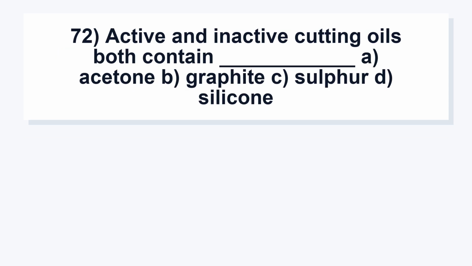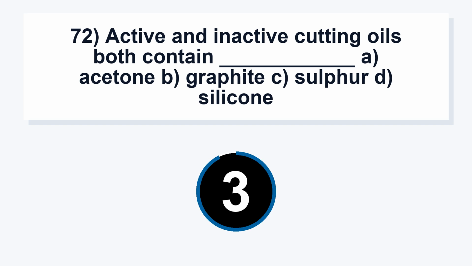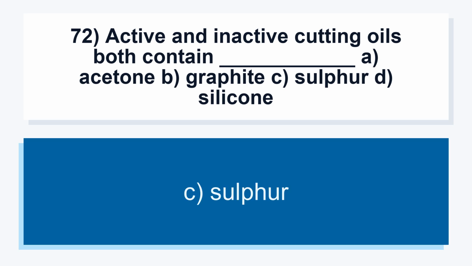72. Active and inactive cutting oils both contain ____. A. Acetone. B. Graphite. C. Sulfur. D. Silicone. C. Sulfur.